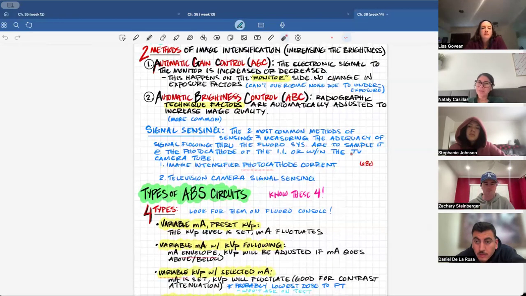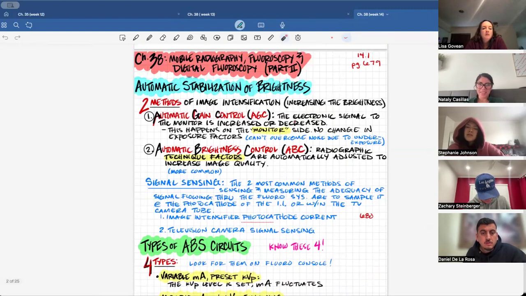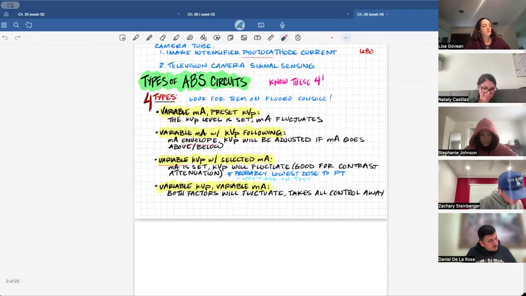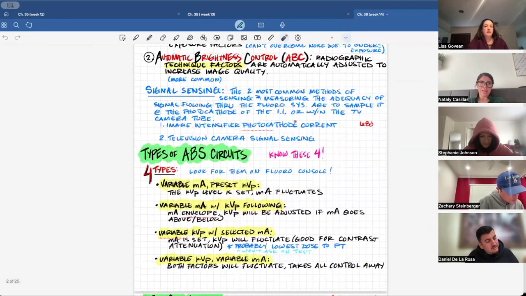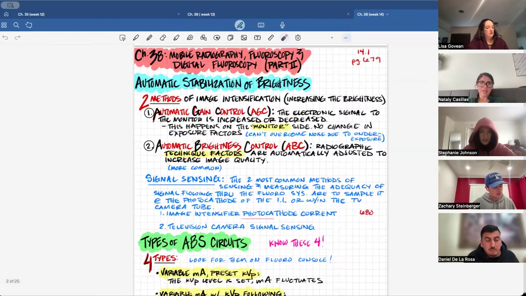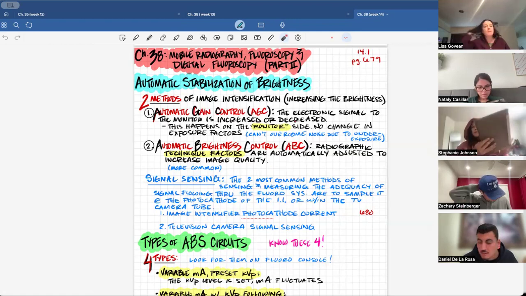First of all, what does ABS stand for? It stands for automatic brightness stabilizer. Because I feel once I get that, I could put everything together. Automatic brightness stabilization. Was that your question on the ABS or was it on the ABC?